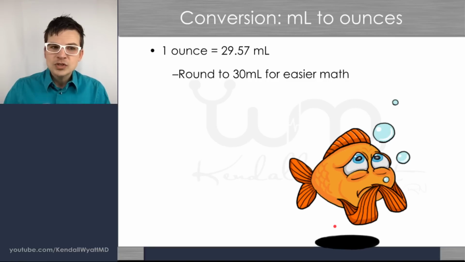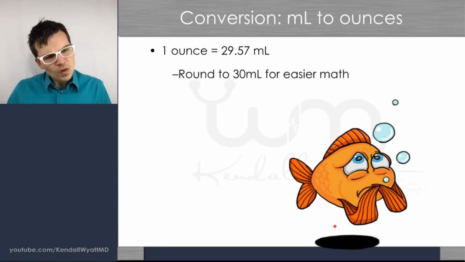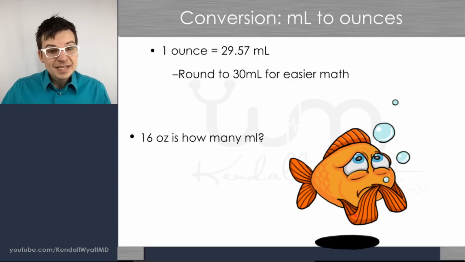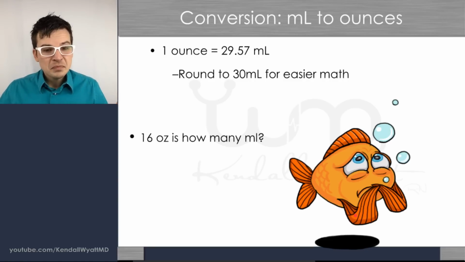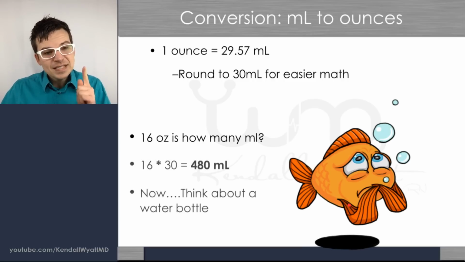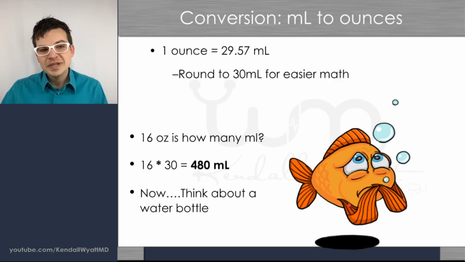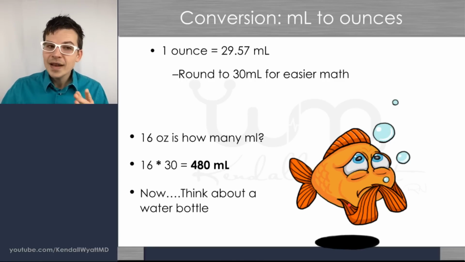But how can you always remember mLs to ounces? What's a good way for you to remember? Well, I always like to remember 16 ounces because it's a nice popular beverage size, right? And 16 ounces is times 30 mLs, about 480 mLs.